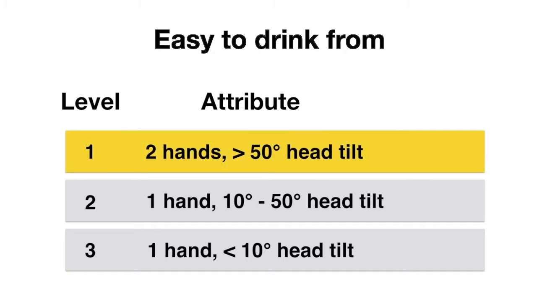Level 1 has a user-defined scale of needing 2 hands with greater than a 50-degree head tilt. Level 2, 1 hand at 10 to 50-degree head tilt. And level 3, 1 hand less than a 10-degree head tilt. You'll notice going from the low to the higher level that the water bottle becomes, quote, easier to use.